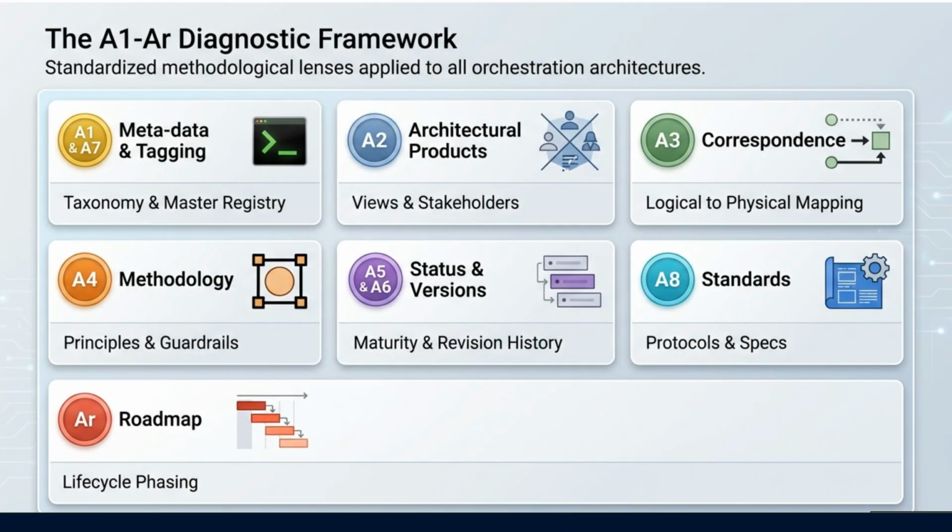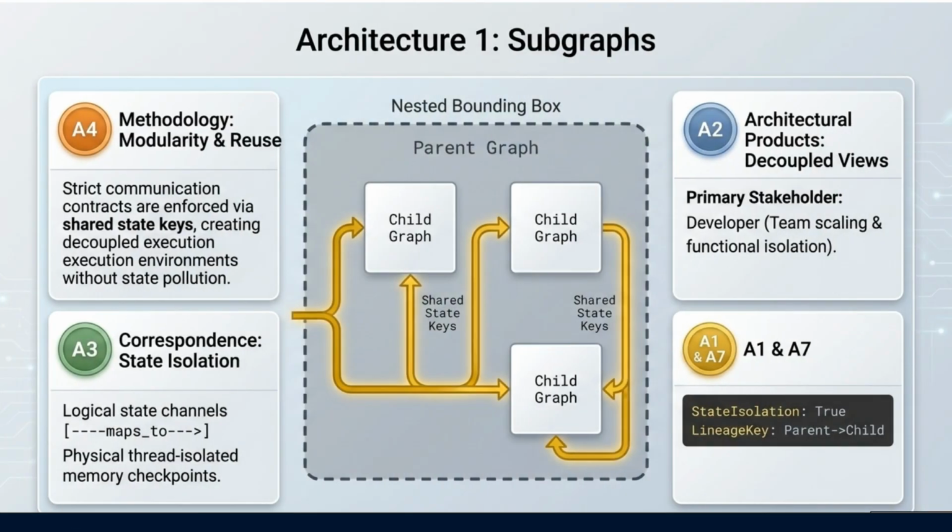The A1AR diagnostic framework applies standardized methodological lenses to all orchestration architectures. It includes metadata, architectural products, correspondence, methodology, status inversions, standards, and the roadmap. Architecture 1 focuses on subgraphs, ensuring decoupled execution environments through shared state keys and state isolation. The primary stakeholder is the developer, supporting team scaling and functional isolation.